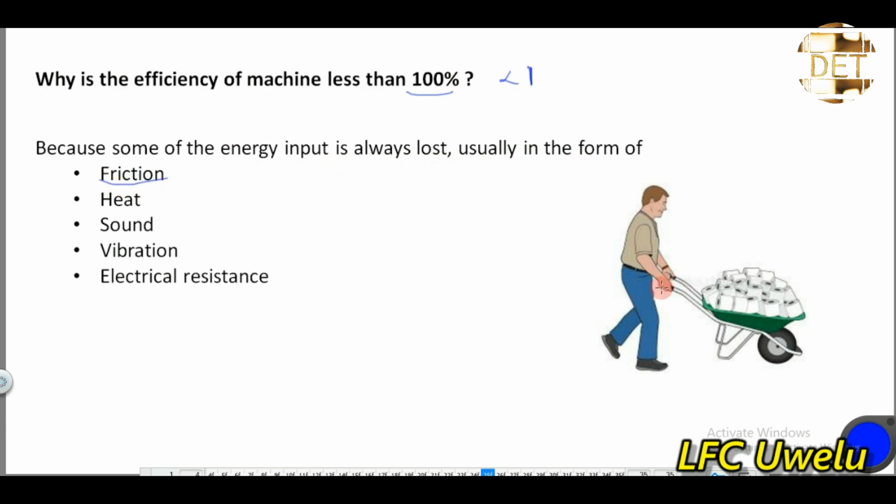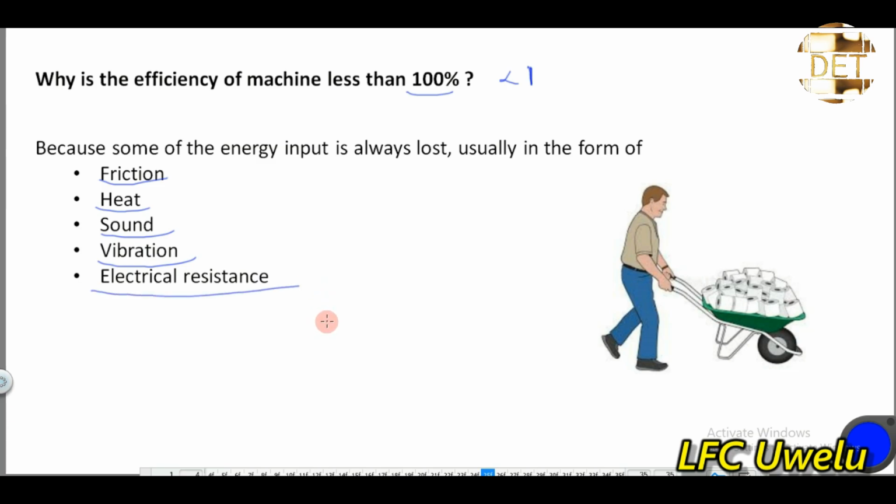So for instance, the total work you put into this machine is not equal to the work done by the machine. Some of the work that you put into the machine is lost through friction. So the reason why the efficiency of a machine is less than 100% is because some of the energy input is always lost, usually in the form of friction. Some is used to overcome friction, which is the force that opposes motion between two surfaces. Then some is lost in the form of heat, some in the form of sound, some in the form of vibration, and some in the form of electrical resistance.